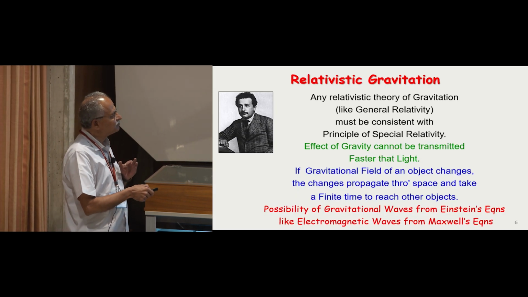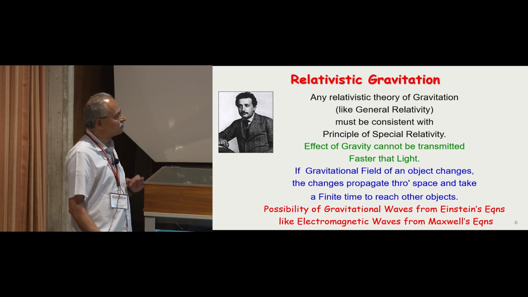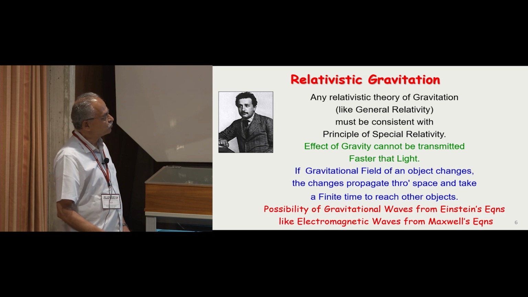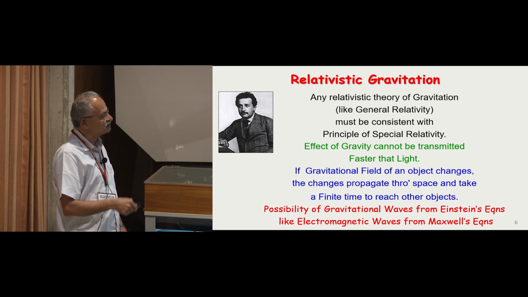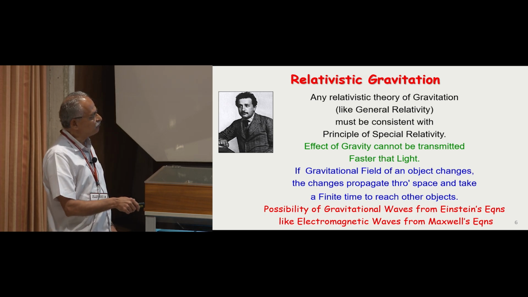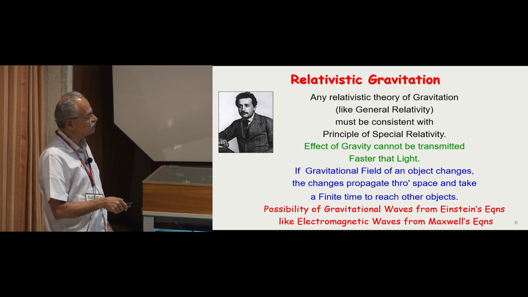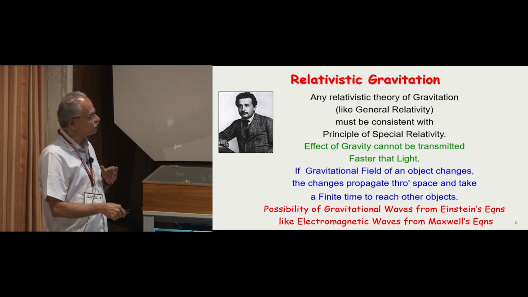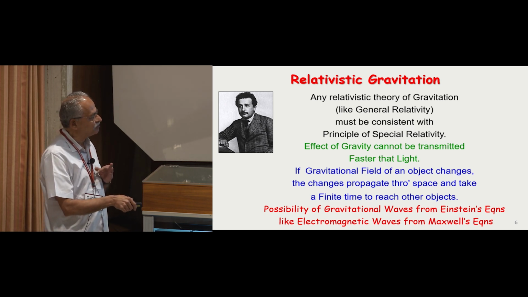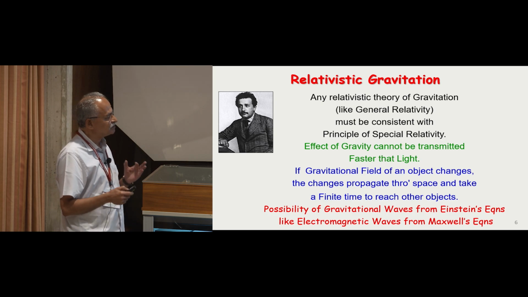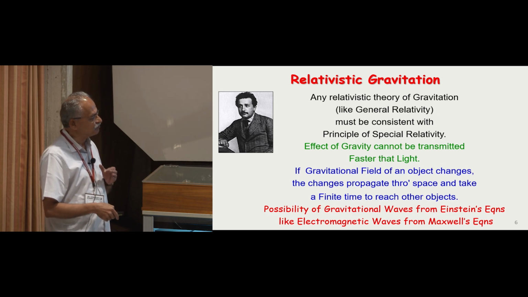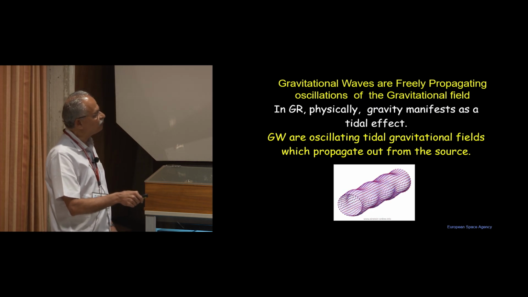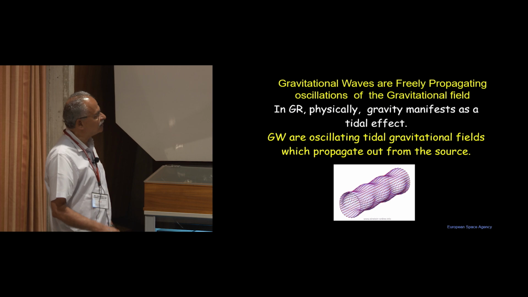Now, any relativistic theory of gravitation, like the general theory of relativity, must be consistent with the principle of special relativity. So, the effect of gravity cannot be transmitted faster than light. So, if the gravitational field of an object changes, these changes will propagate through space and take a finite time to reach other objects. This is what leads to the possibility of gravitational waves from Einstein's equations, just as we have electromagnetic waves emerging from Maxwell's equations. So we can say gravitational waves are freely propagating oscillations of the gravitational field.